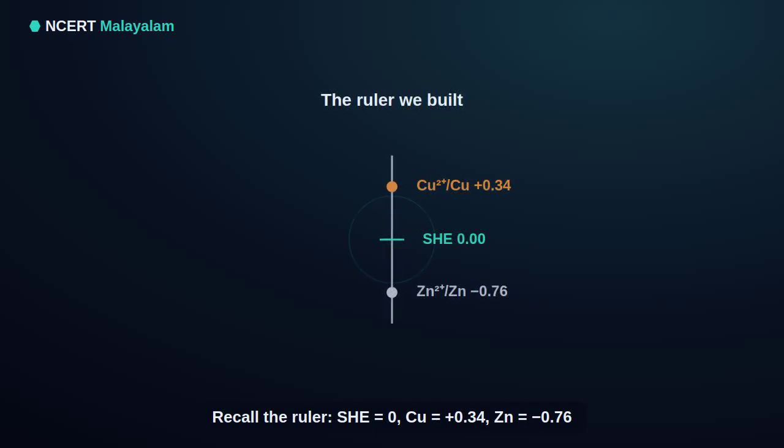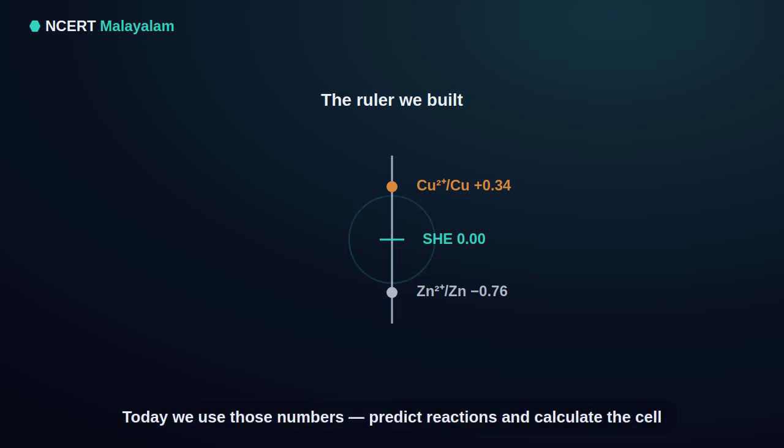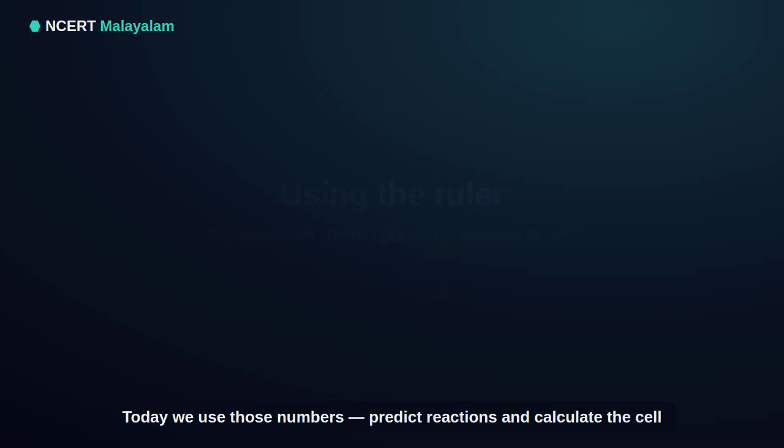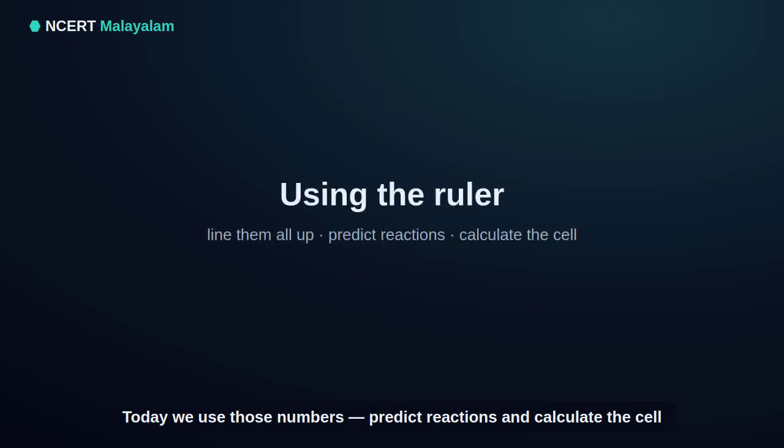Recall the ruler we built. They fixed the standard hydrogen electrode at 0, and against it copper measured plus 0.34, while zinc measured minus 0.76. So every electrode got a definite number. Today we will simply use those numbers. We will line them all up, predict which reactions run, and calculate the cell potential.